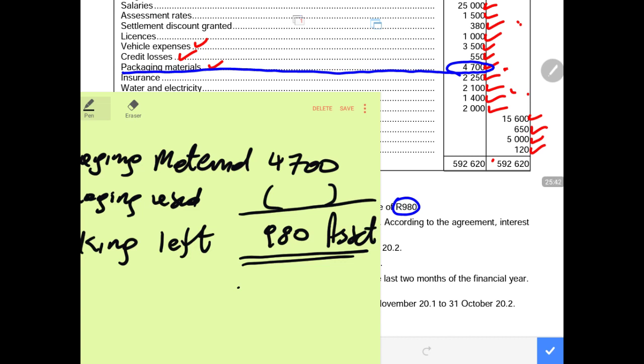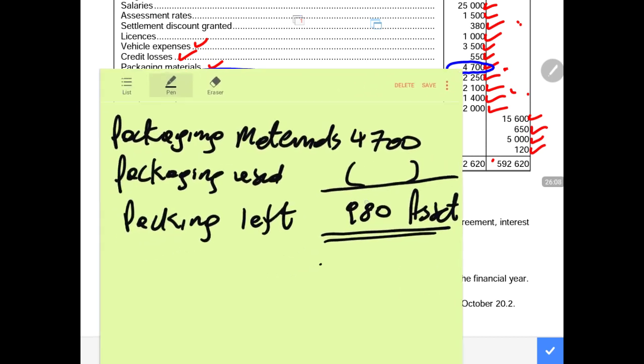Now remember, this is very similar to the account called stationery. Stationery that is used for administrative purposes is treated exactly the same way as packaging materials. So it's like there is stationery left at the end of the year that is not used. Similarly, in this case, it is the packaging material that is left at the end of the year. Material that we use for packaging. So now this becomes an asset.